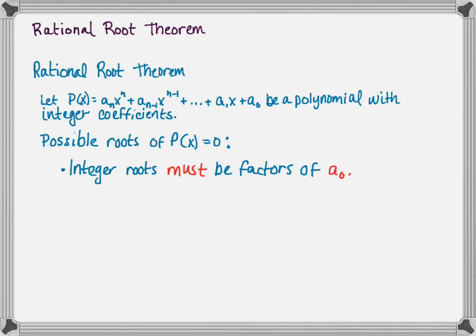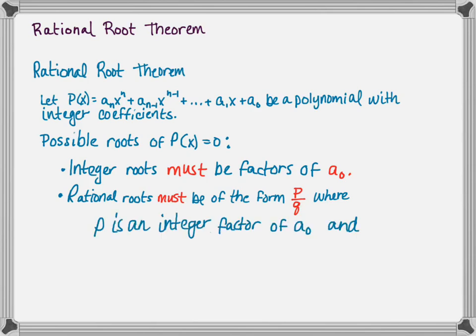Then possible roots of p of x equal to 0 have the conditions that integer roots must be factors of the constant term a sub 0, and rational roots must be of the form p over q, where p is an integer factor of a sub 0, which is the constant term, and q is an integer factor of a sub n, which is the leading coefficient.